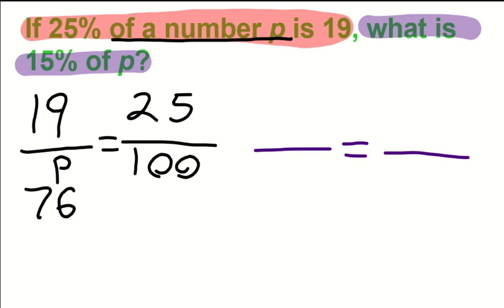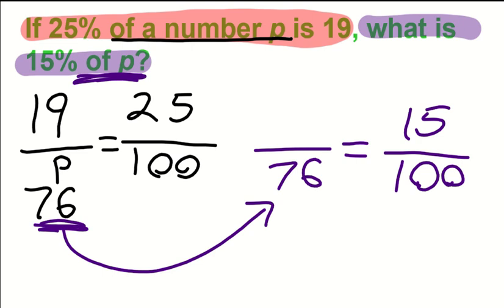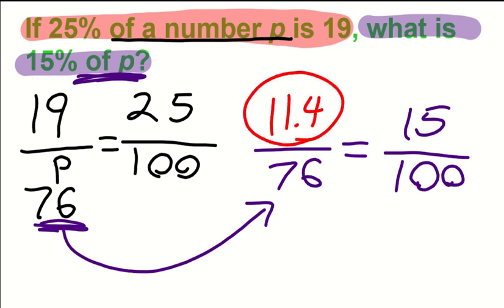So I'd do a proportion again. I got a 100. It's asking about 15%. This time, it says of P, right? Well, that's what we just figured out. We figured out what P was. So that's now going to be my of. So I put in the 76 there. We got 76 times 15 divided by 100. And that's going to give me 11.4.